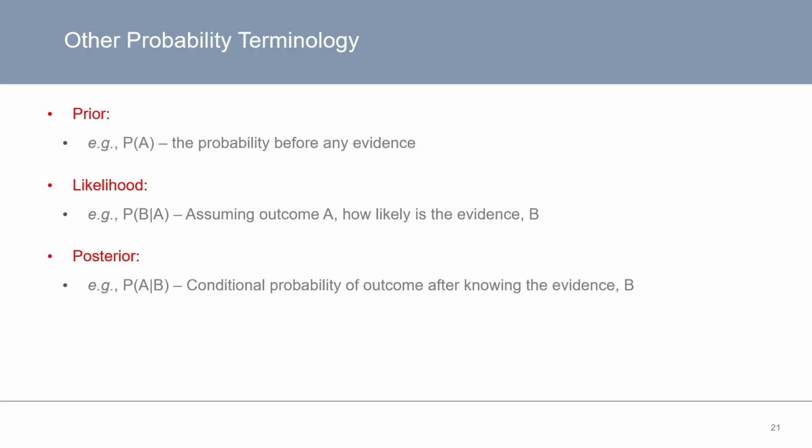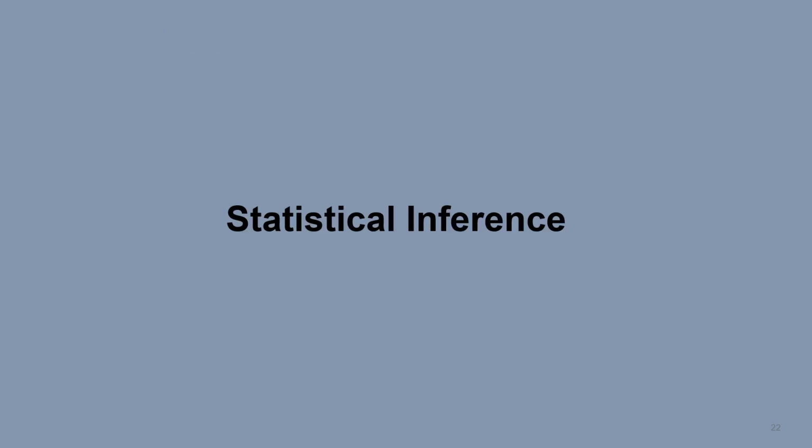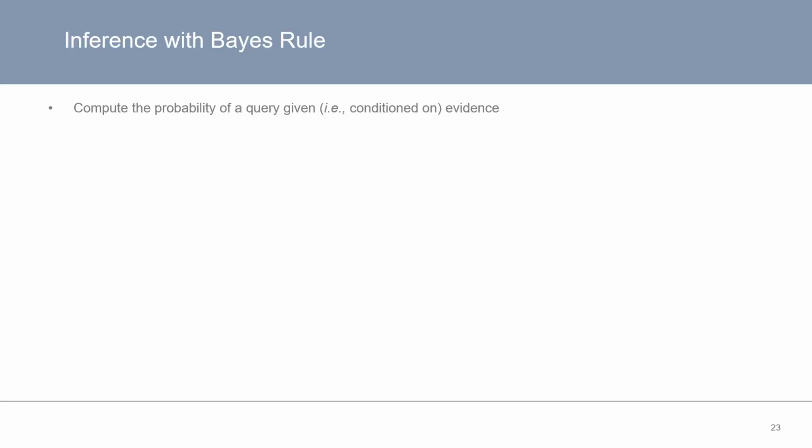This describes the conditional probability of the outcome after knowing the evidence, which in this example is B. Note that all of these terms are relative to A, in this case being our target outcome, and B being some supporting evidence. And lastly, we have the term inference, which in this context is deriving unknown probability from known ones. Now let's move on to statistical inference. Let's start by looking at inference with the Bayes rule.